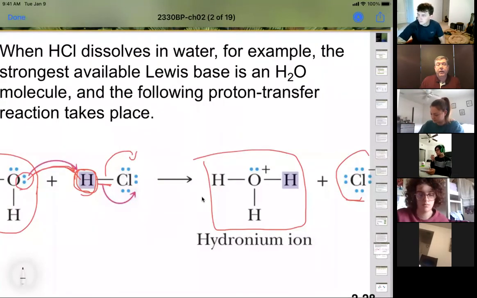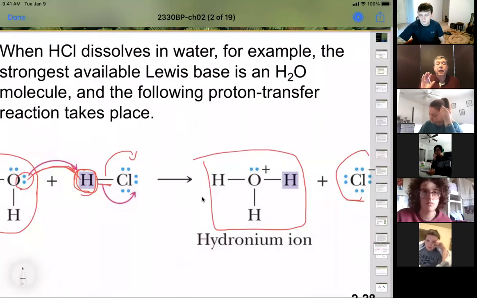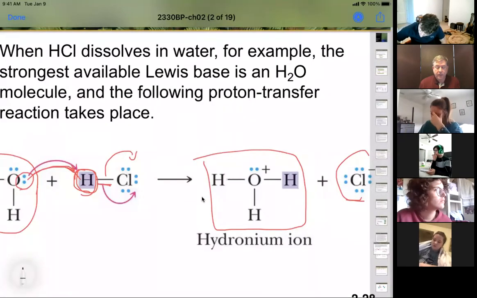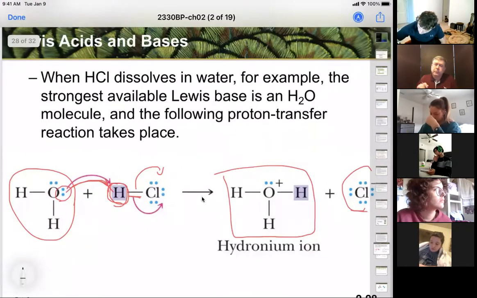Do we see how this definition is more precise about acids and bases? Acids accept electrons, bases donate electrons to create sigma bonds. All right, so why is this so important in organic chemistry?